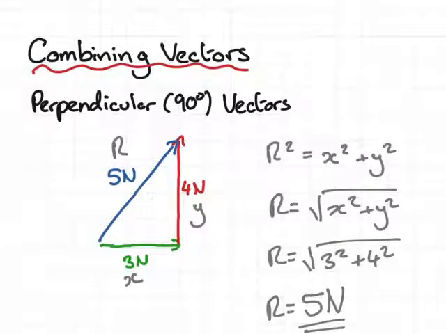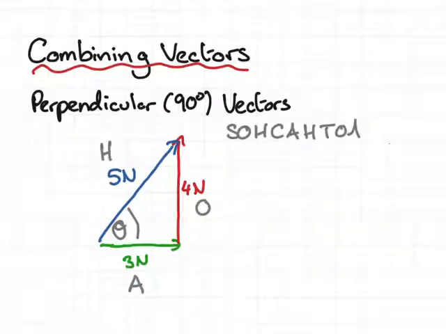Now, because this is a vector quantity, we do need to know the direction that it's acting in. What we'll do is work out the direction with respect to the x-axis. So we're going to work out an angle, theta, here. And to work out this angle, we're going to use SOHCAHTOA. I've relabeled the sides of the triangle so that we have 3 newtons as our adjacent because it's right next to the angle, 4 newtons as our opposite because it's opposite to the angle, and 5 newtons as our hypotenuse.